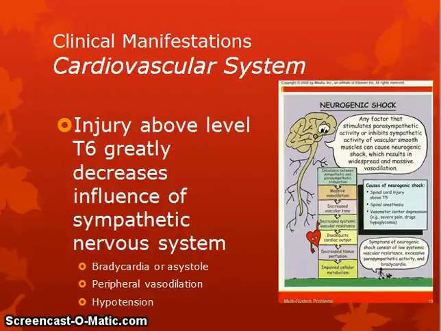The cardiovascular system: anything that is injured above thoracic 6 is going to decrease the sympathetic nervous system. Remember, that also regulates your heart rate. So in these patients, we're going to see bradycardia, which is slow heart rate, or possibly asystole, which is no electrical activity of the heart, and they would be dead. Right? They're at risk for peripheral vasodilation, where those blood vessels in their peripheral circulation just dilate and open up. And that's going to make their blood pressure drop, because then we have significantly dropped afterload if everything's vasodilated.